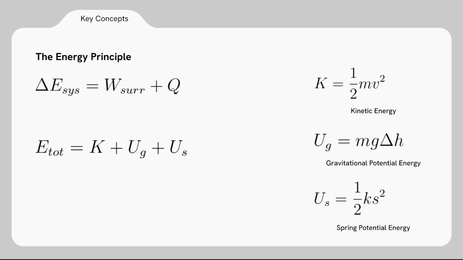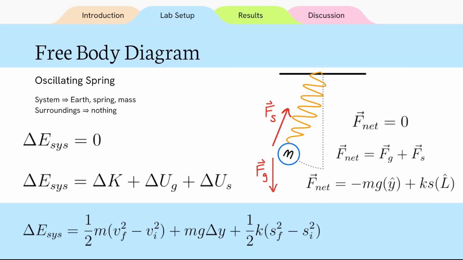The total energy of the spring mass system is a combination of kinetic energy, gravitational potential energy, and spring potential energy. The spring is modeled oscillating in two dimensions. The system is the force of gravity on Earth, the spring force, and the kinetic translation of point mass. Because all the forces are contained within the system, the surroundings are nothing, which means the change in energy of the system would be zero if the transfer of heat is assumed to be negligible.